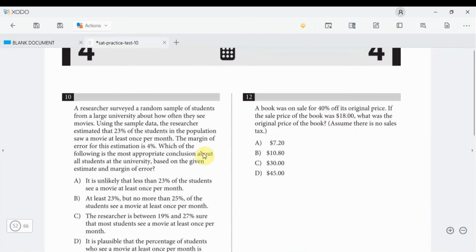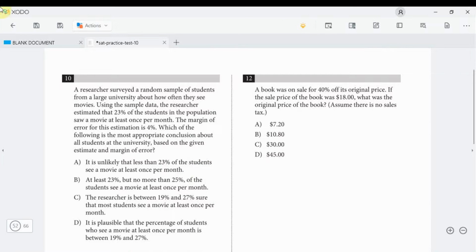All right, next question. Number 10. Number 10 says a researcher surveyed a random sample of students from a large university. Using the sample data, the researcher estimated 23% of students in the population saw a movie at least once for the month. The margin of error was 4%. So that means it's 23 plus or minus 4%. So automatically the true proportion can be somewhere between 19% to 27%.